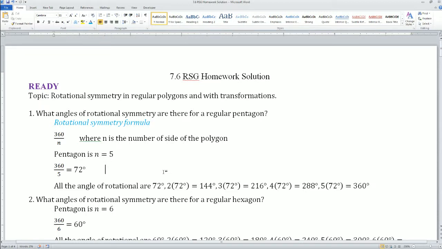All the other ones from it are just multiples of 72. So the first one would be 72 degrees. The second one would be 2 times 72 degrees, which is 144. Then the third one is 3 times 72, which is 216. Then the fourth one would be 72 times 4, which is 288. And the fifth one would be 5 times 72, which is 360. We stop here because you cannot go past 360, and this makes sense because it only has 5 sides. So there should be 5 different values of rotational symmetry. That's why 5 times 72 is the end, and that equals 360.